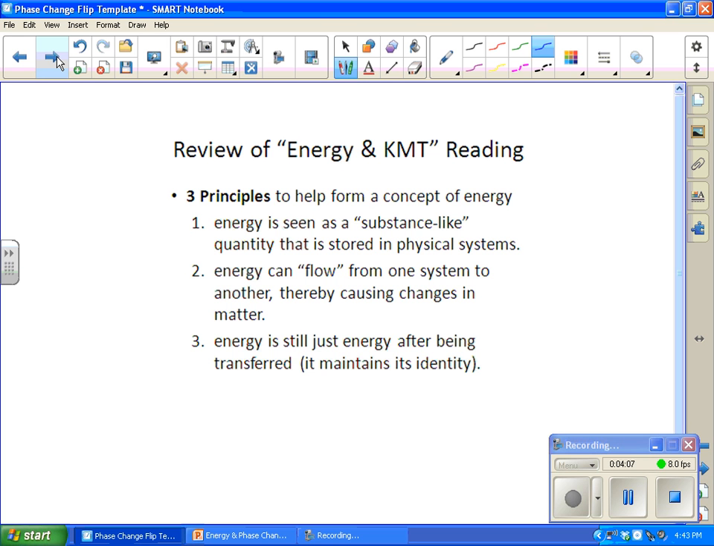There are three principles that help us form a concept of energy. The first is that we see energy as a substance-like quantity that's stored in physical systems. So matter is involved here. Second, energy can flow from one system to another and thereby cause change in matter. So that's how change in matter occurs, by energy moving from one system to another. And third, energy is just energy after being transferred. It maintains its identity.